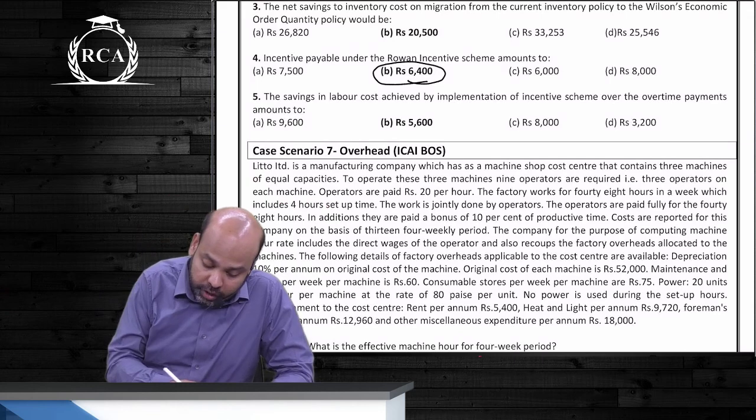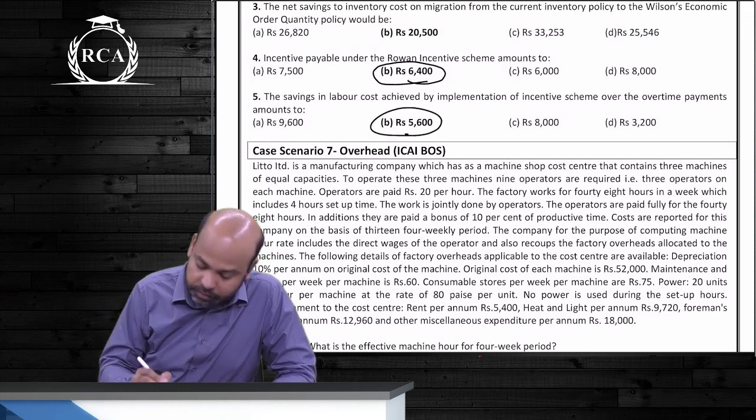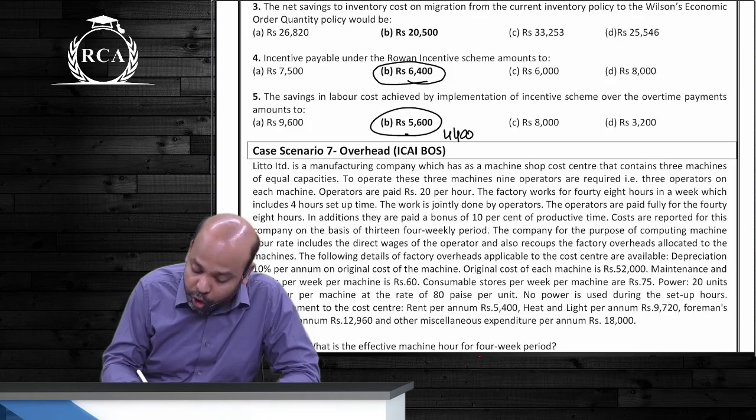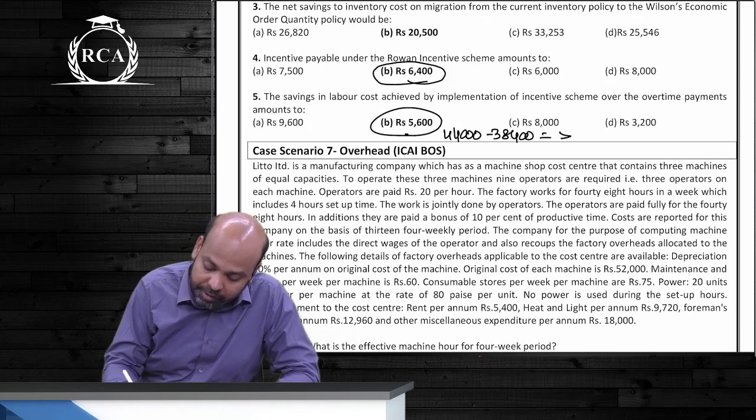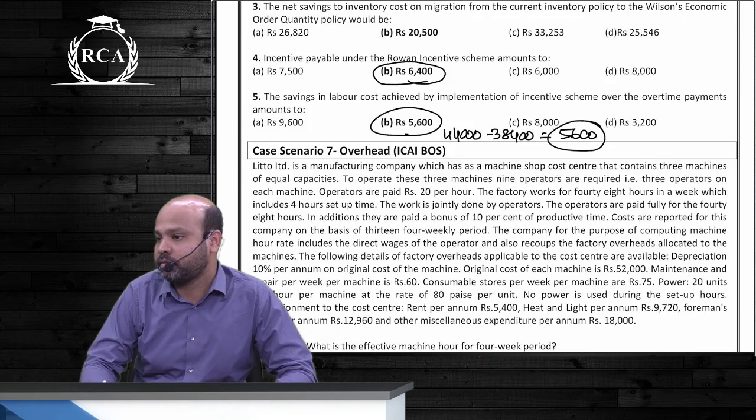Next. What is the saving in labor cost? 44,000 is what you were paying earlier. But now you will pay only 38,000. Are we not saving 5,600? So that is the answer.